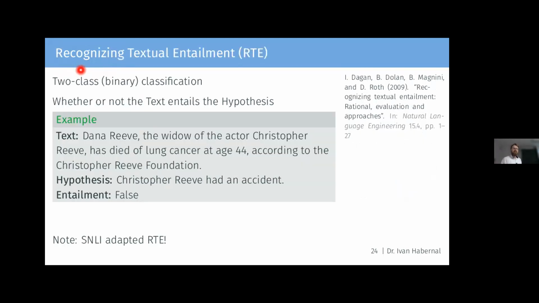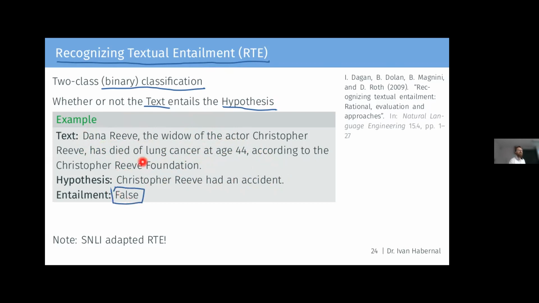One of them is RTE, recognizing textual entailment. So what is textual entailment? We have binary classification, and we have a text and a hypothesis, and we have to say whether the text entails the hypothesis, yes or no. Which means, if you read the text, would you say the hypothesis is true? The text here would be: Dana Reeve, the widow of the actor Christopher Reeve, has died of lung cancer at age 44, according to the Christopher Reeve Foundation. The hypothesis is: Christopher Reeve had an accident. Would you say the hypothesis is true? It's not, so it's false.